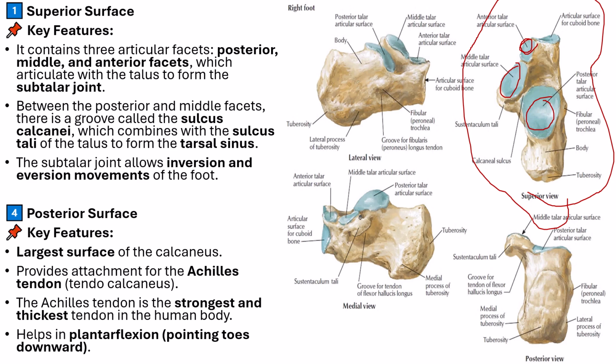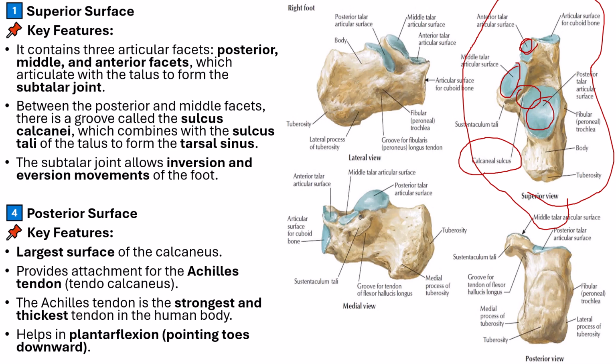These facets play a critical role in forming the subtalar joint, which allows side to side movements of the foot. Between these facets is a groove called the calcaneal sulcus. This is present between the medial talar and the posterior talar facets, and forms the sinus tarsi along with the talus. The sinus tarsi contains important ligaments for foot stability. We will talk about these ligaments in our further slides. So we have done the superior surface.